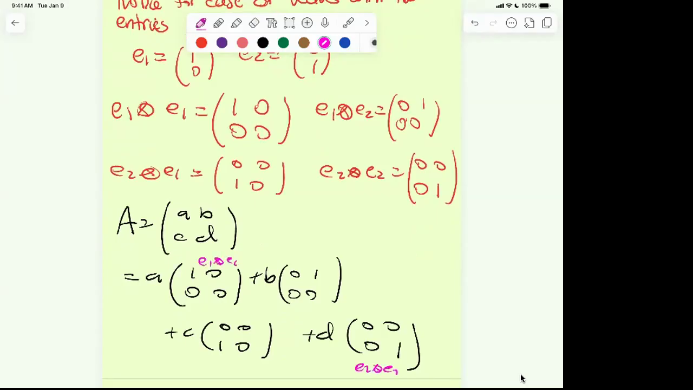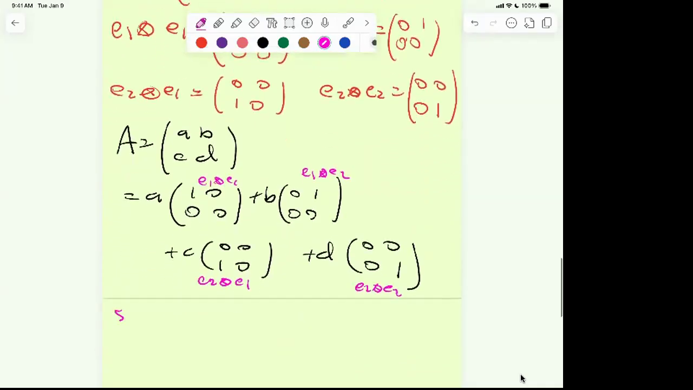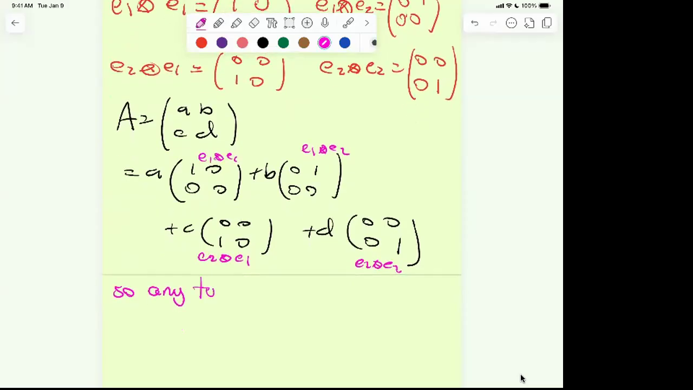So what that tells you is that any 2 by 2 matrix is a linear combination of individual tensor products, right? And I'll write the more general result in a moment, but this obviously happens not just for the 2 by 2 case. So any 2 by 2 matrix is a linear combination of tensor products.